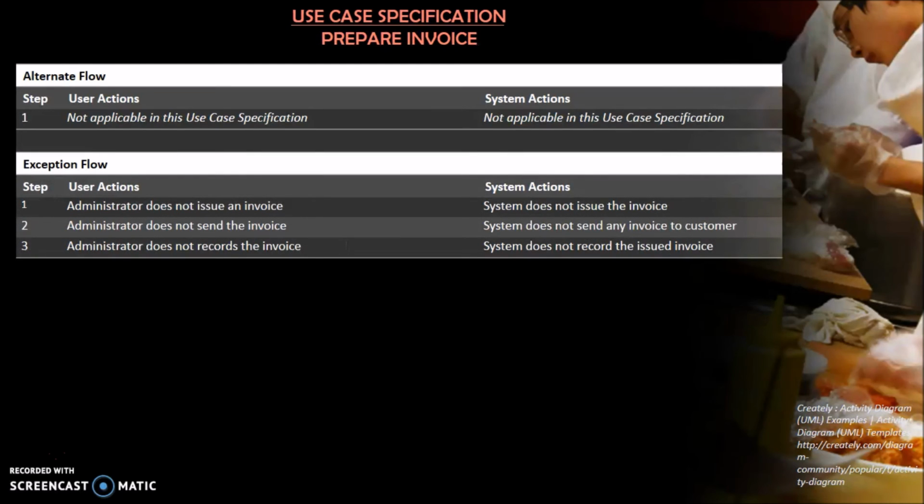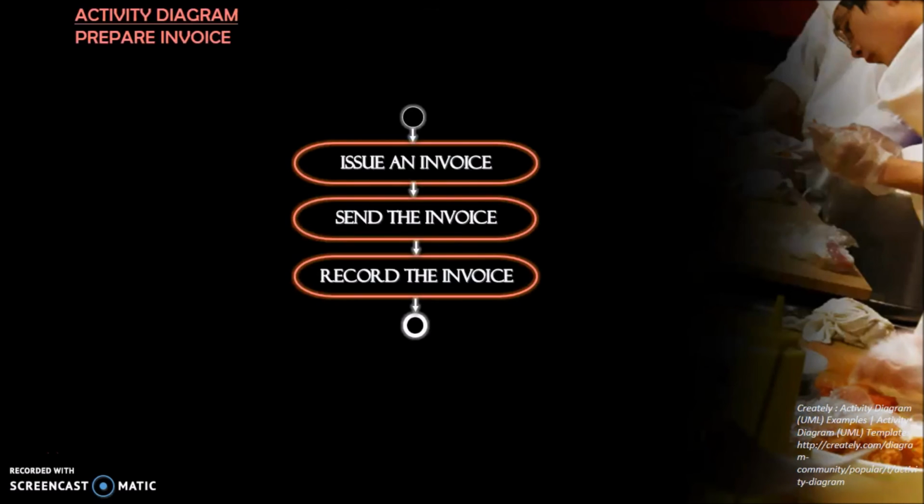Next, the alternate flow is not applicable in this use case. And for the exception, the administrator does not issue an invoice, so the system does not issue the invoice. Then the administrator does not send the invoice, and the administrator does not record the invoice. So this is the activity diagram for prepare invoice, which is issue an invoice, send the invoice, and record the invoice.